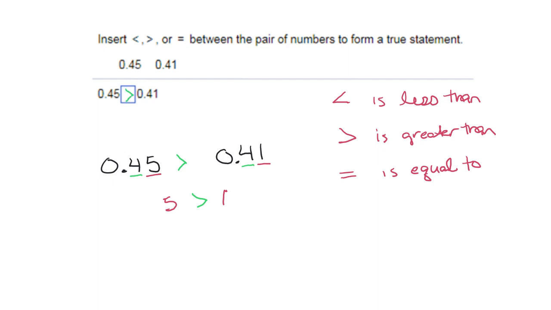So what you do is you move to the right of the decimal until you find a place value where the numbers differ, and then you compare those numbers. Again, this works when they're both positive. All right, this only works when they're both positive values.